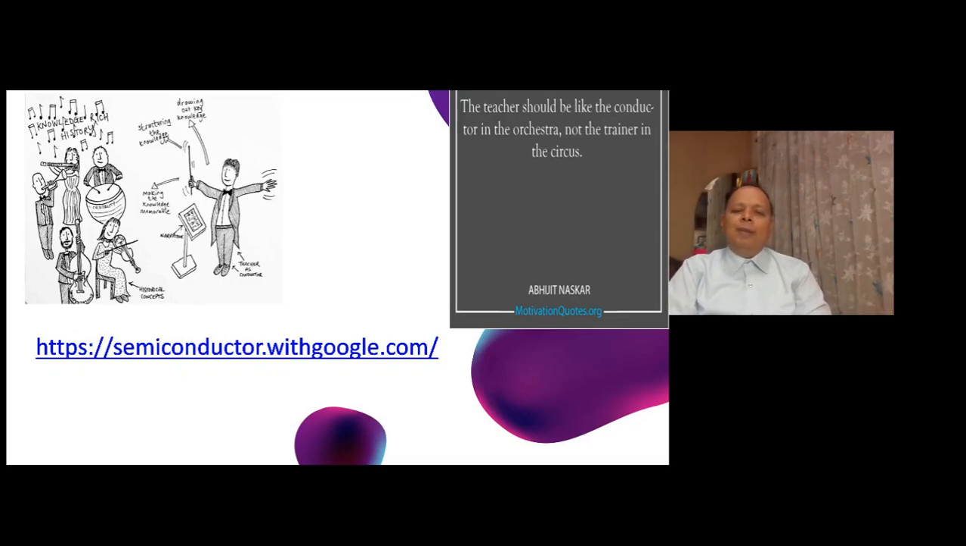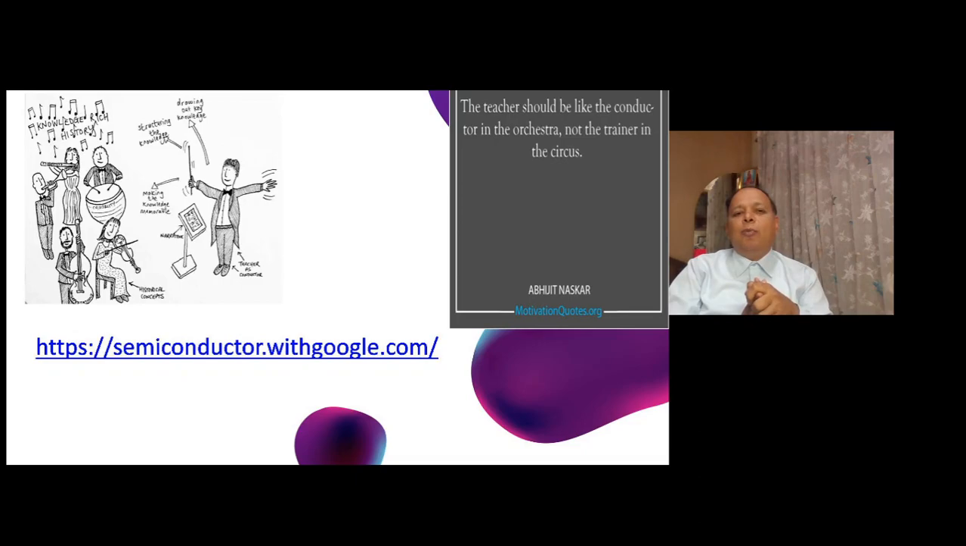This is one of the innovative ideas that you can find. Please note down this particular URL and enter it in your laptop, and you should have internet connectivity. I got fascinated with this idea because there is a quote that the teacher should be like the conductor in the orchestra, not the trainer in the circus. I hope I'm like a conductor in the orchestra. There are many components, and if they are played in the proper manner, then you can come out with a good tune or a good song.